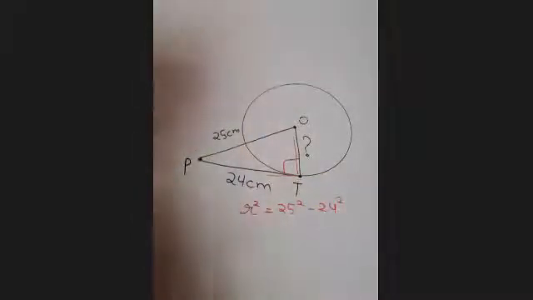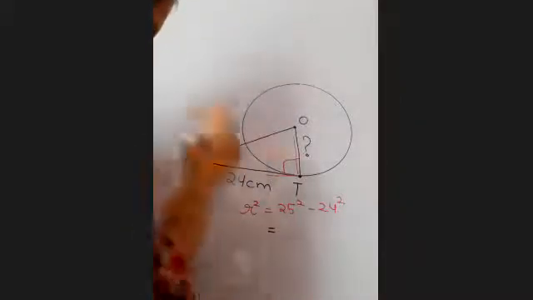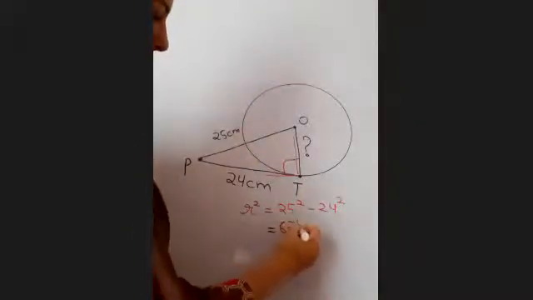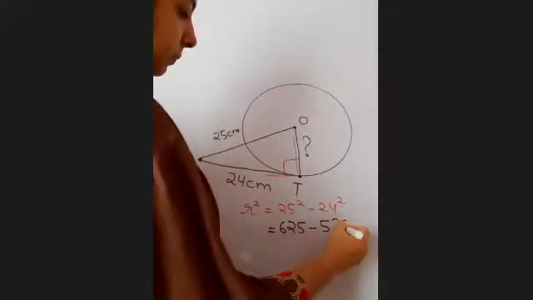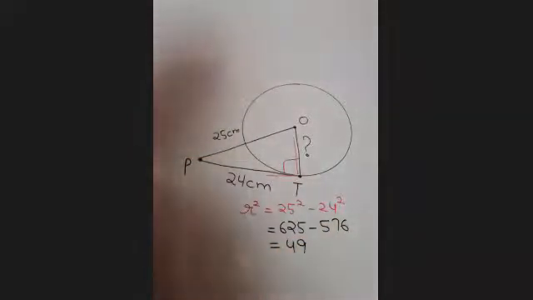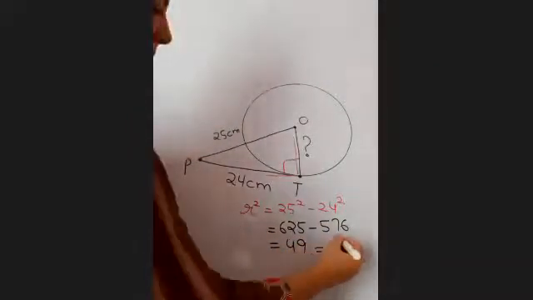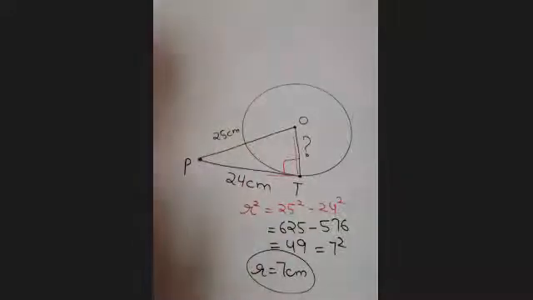Now 25 square is 625. 24 square is 576. Which is 49. So radius is 7 centimeter. Clear? Yes, ma'am.